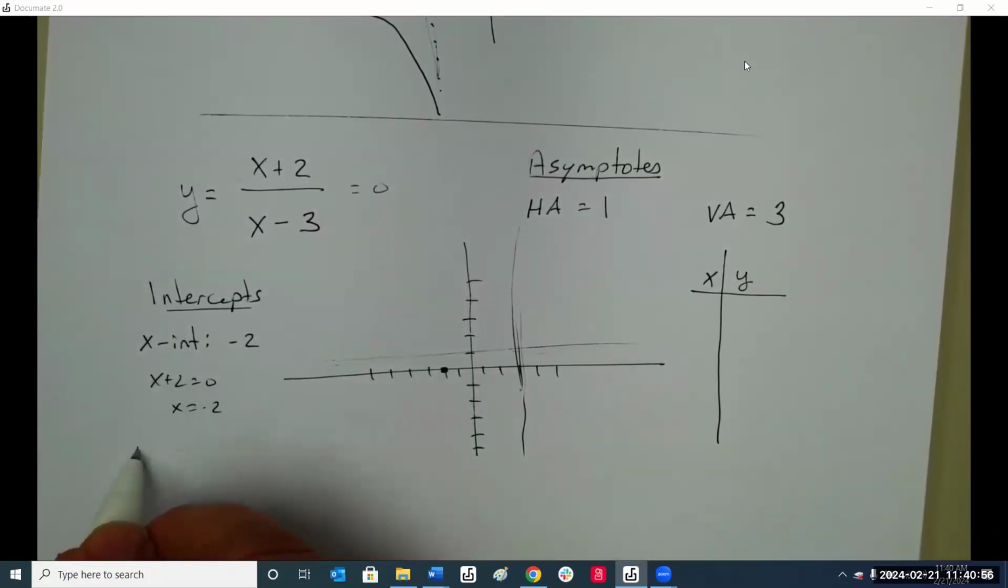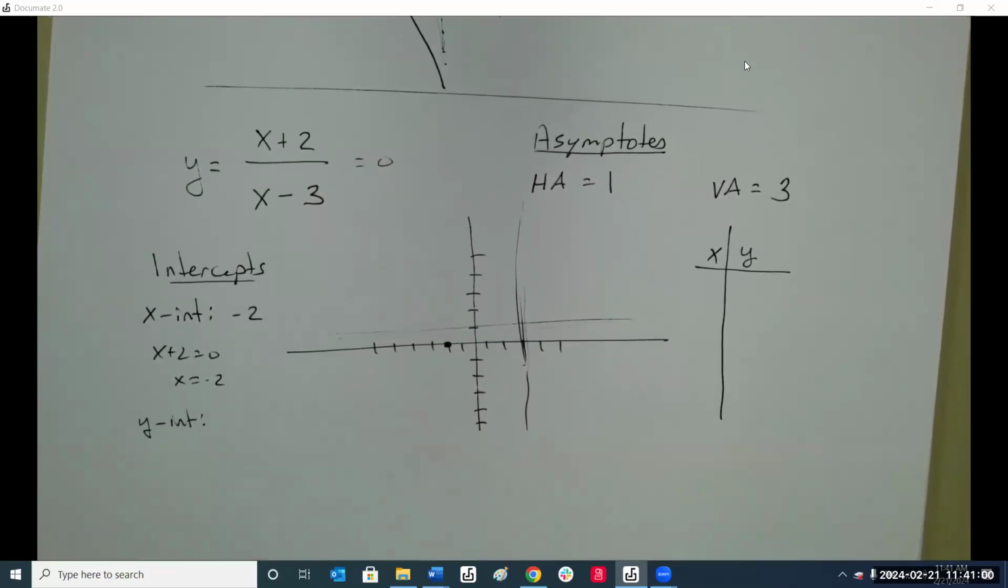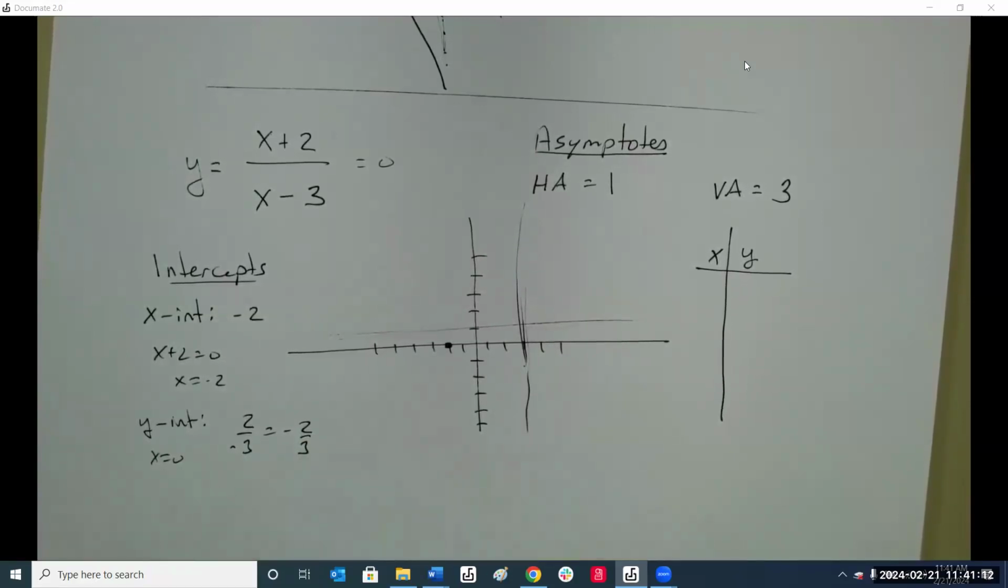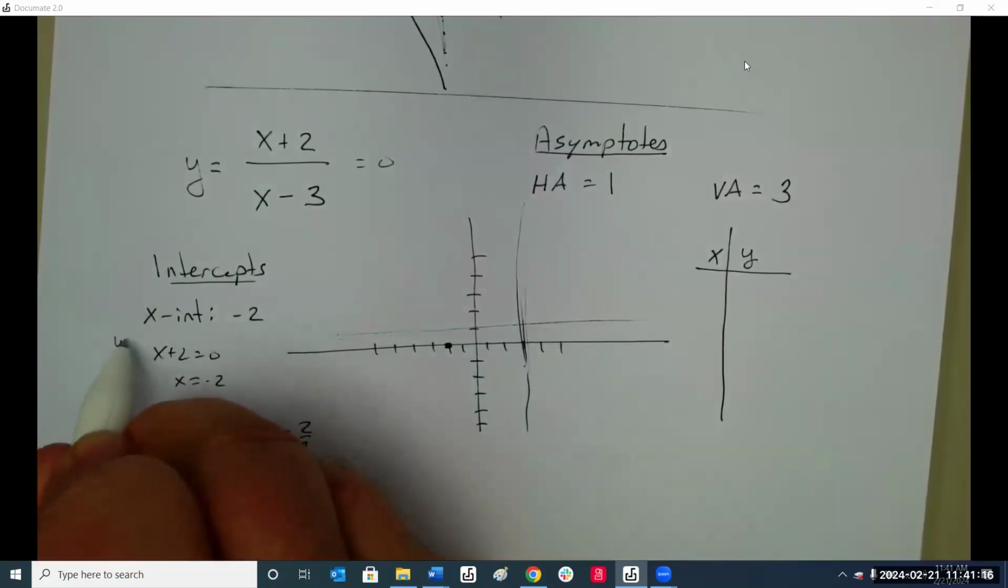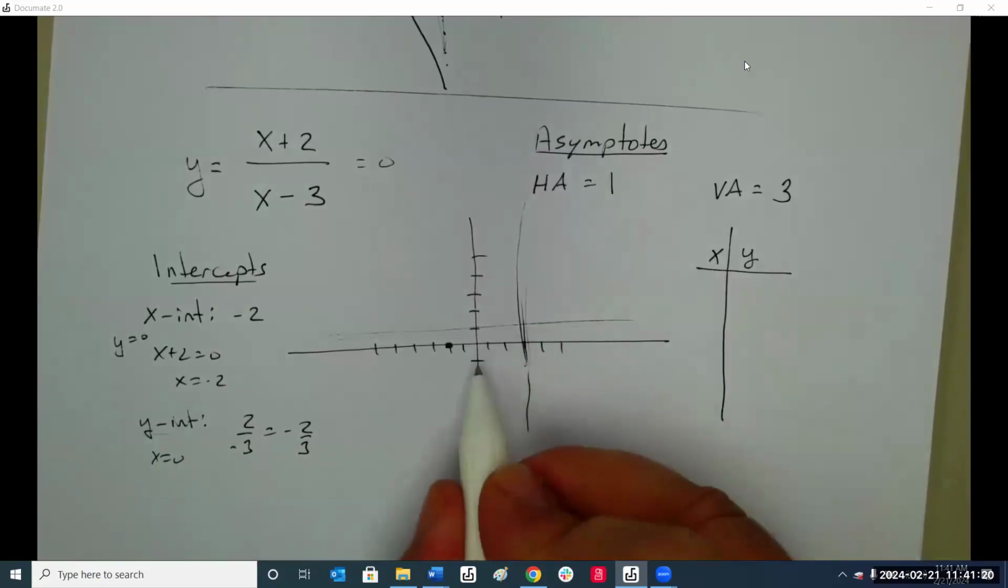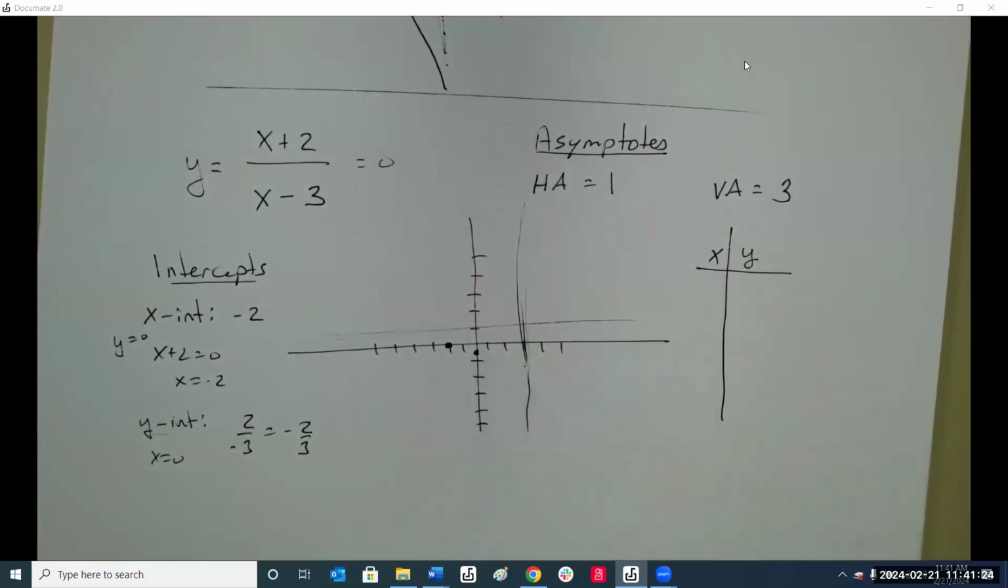Do we have a y-intercept? Very good. Set x equal to 0. We got 2 over -3, which is -2/3. The x-intercept, you set y equal to 0. The y-intercept, set x equals 0. So we have -2/3, which is approximately there.